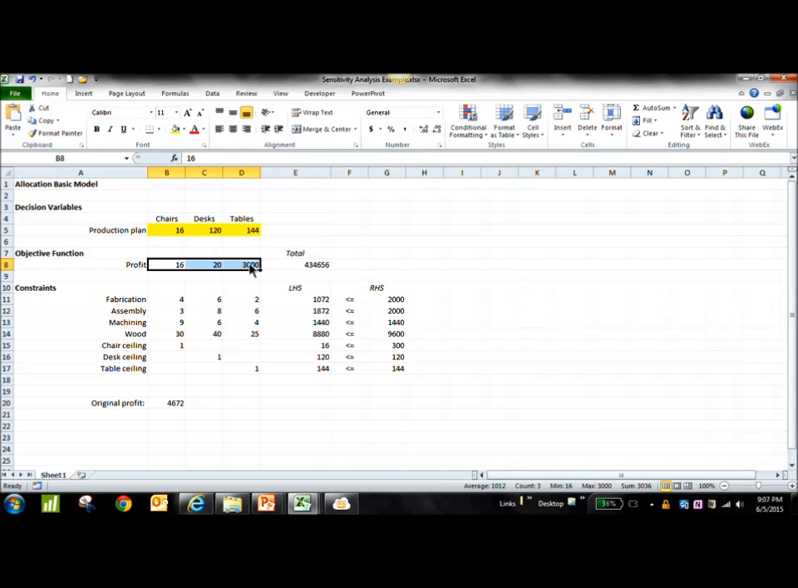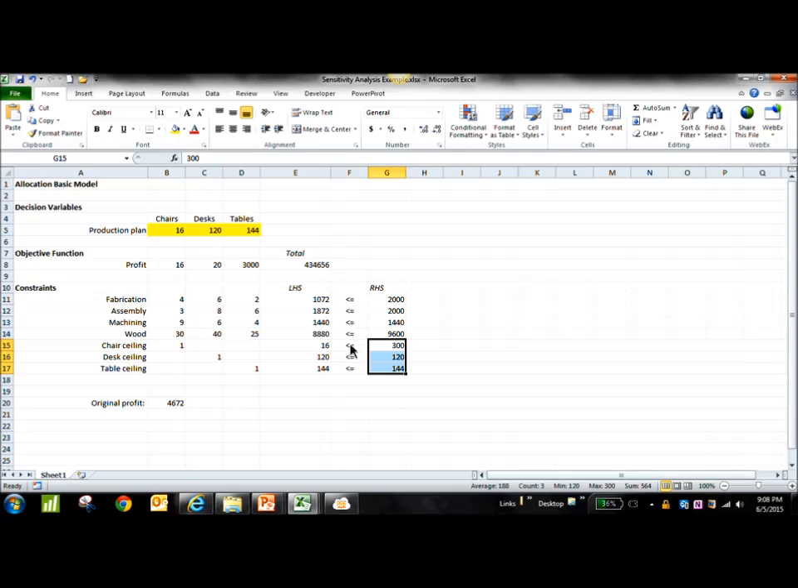And we do have these coefficients. We call them the objective function coefficients. Remember these terms. And these coefficients that we have, we're using the sum product, taking these coefficients multiplied by this production plan, coming up with the objective function. Taking into account a set of criteria, or what we call constraints. We know that we have constraints of fabrication, assembly, machining, and wood, as well as we want to stay below certain quantities in terms of demand.